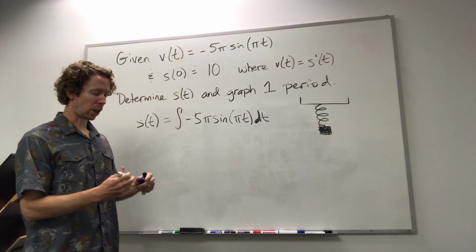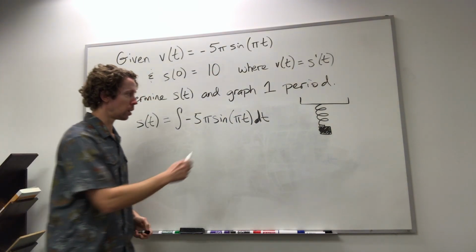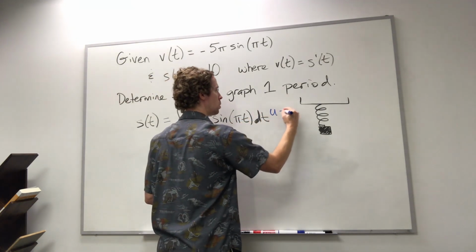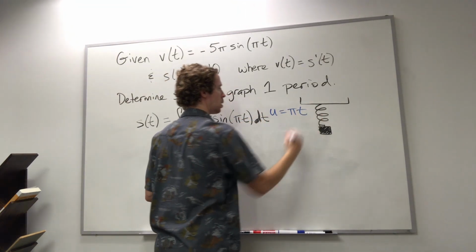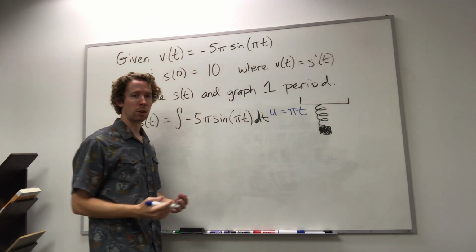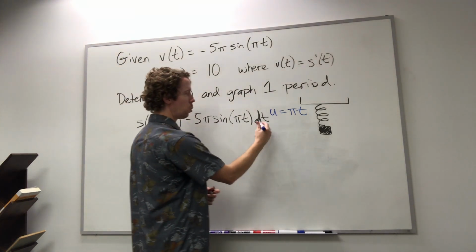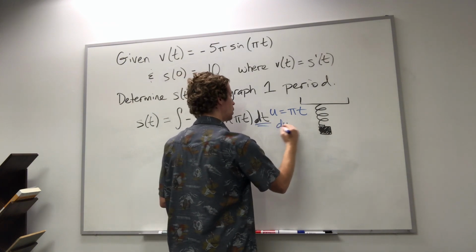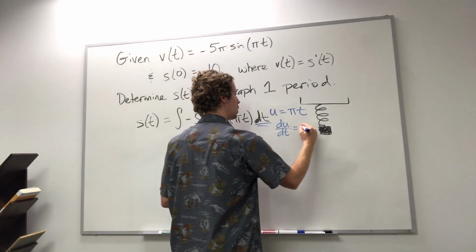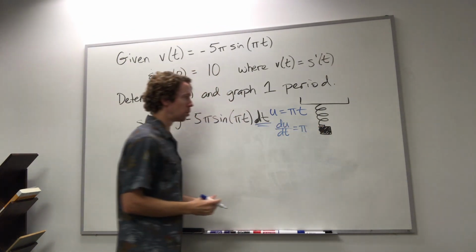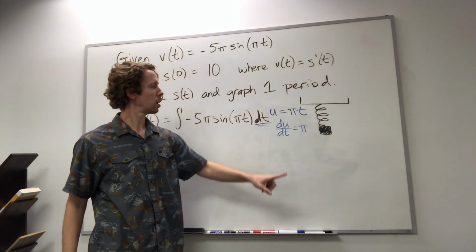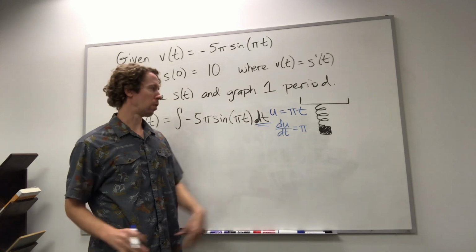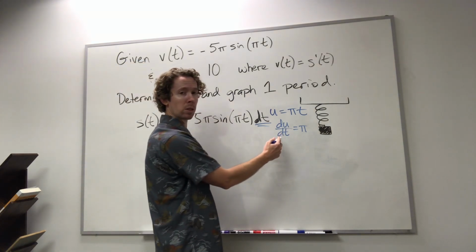This is the reverse of the chain rule, remember, so I'm going to let u equal the function inside the other function. And then the derivative of u with respect to t will help me to solve for this dt. The derivative of u with respect to t is just pi. You may be able to solve this a little more quickly. That's fine. You can do it however you want. I'm going to solve for dt.